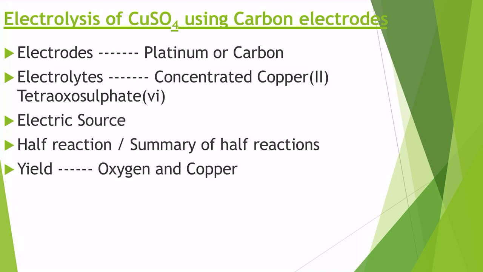Then on the anodic side, we have tetraoxosulfate 6 ion and hydrogen ion. Just like what happened in the electrolysis of acidified water, that's tetraoxosulfate 6, hydrogen ion will be discharged. In other words, at the end of the equation in your notes, what you have is what? Water and what? Oxygen molecule.